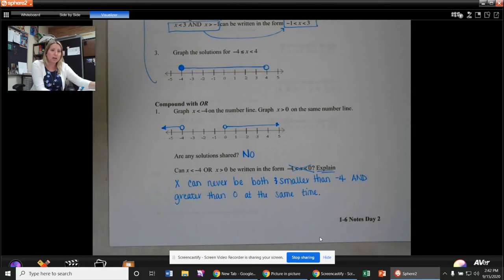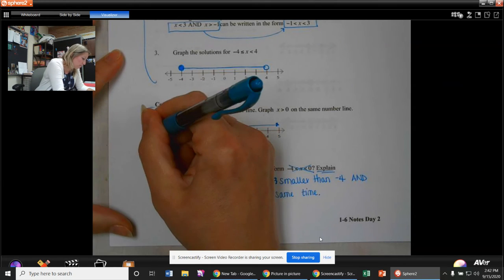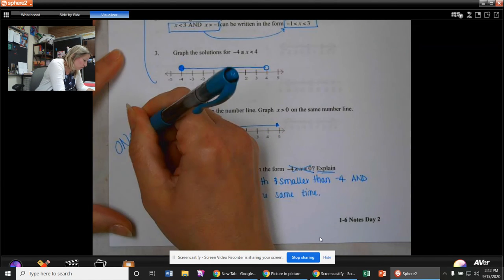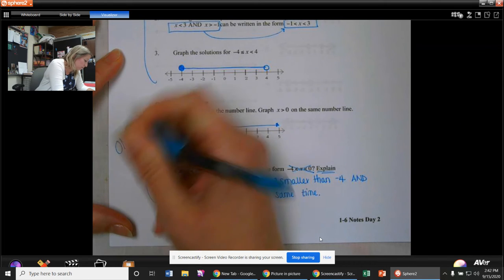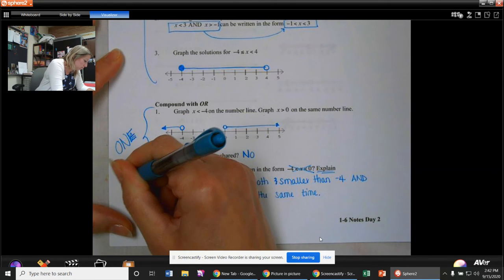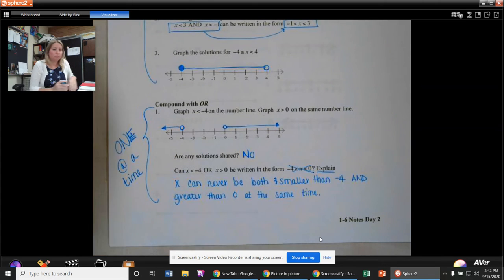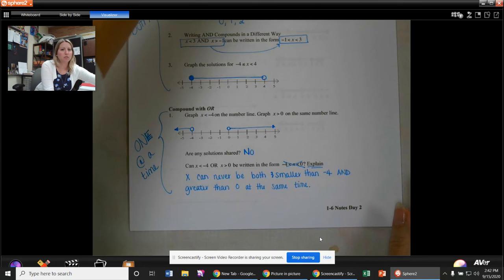Both is an and inequality. One or the other is an or inequality. And thankfully, our English language actually backs this up. It backs up our mathematical language about this. Okay? One at a time. How about we capitalize all of them? Okay, one at a time. Great place to stop and take it in. Look at it all, right?